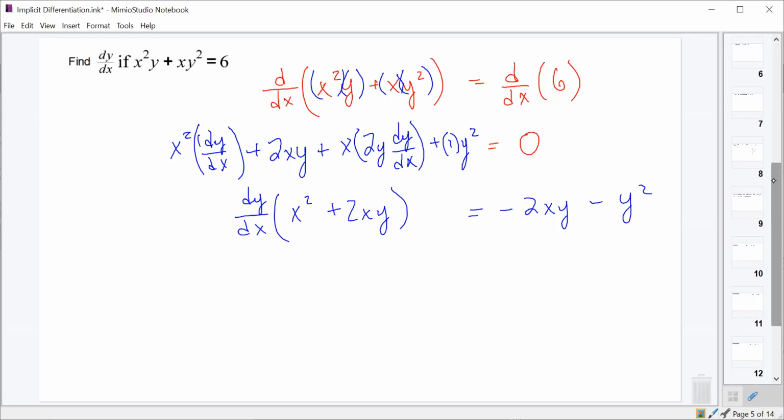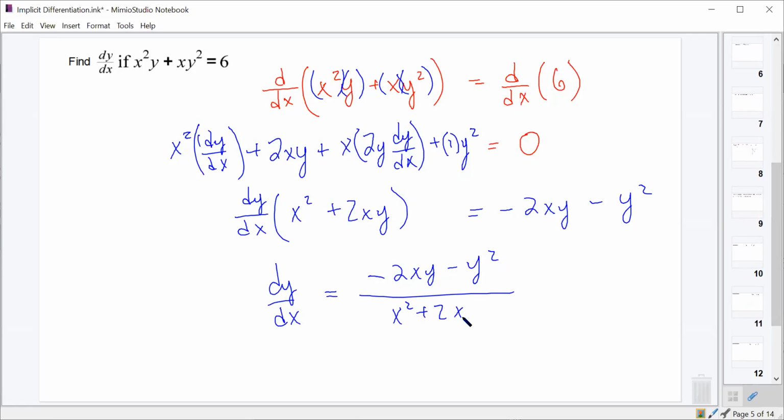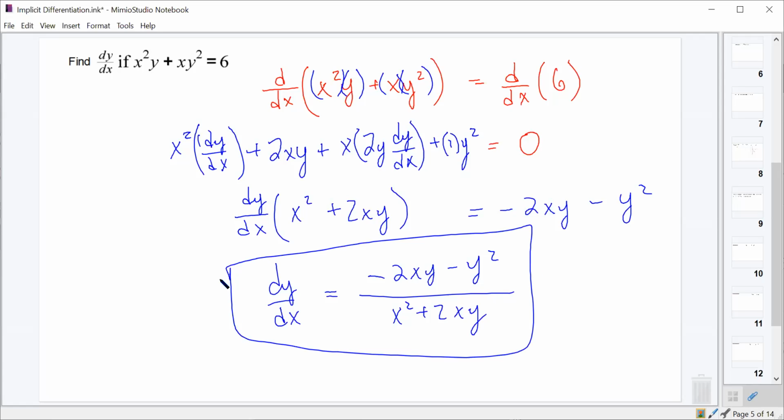Yes. All right, and then what should dy dx be? It ought to be negative 2xy minus y squared over x squared plus 2xy. Any questions on that derivative, or everybody okay with that?